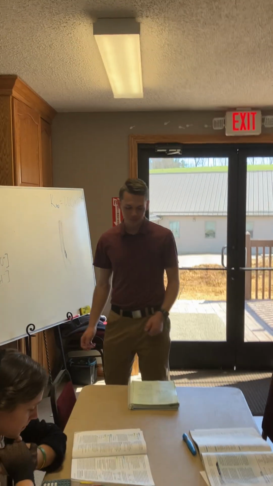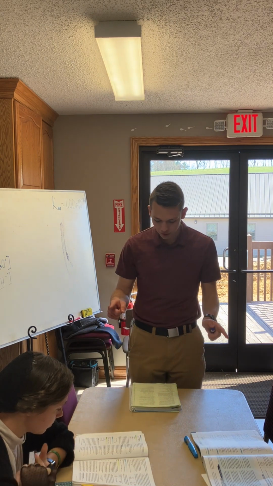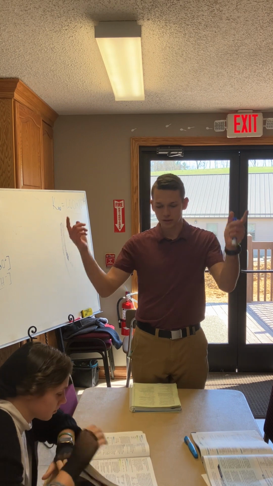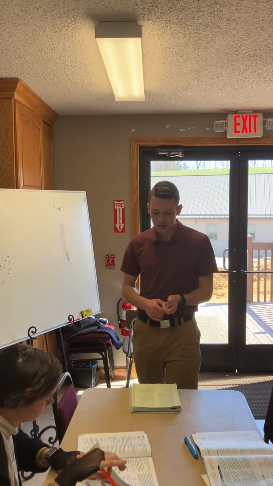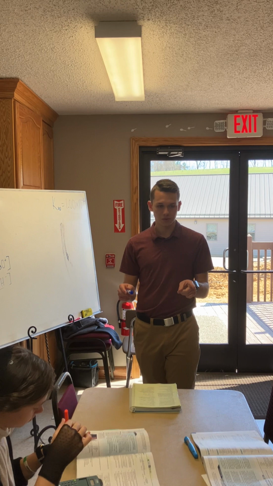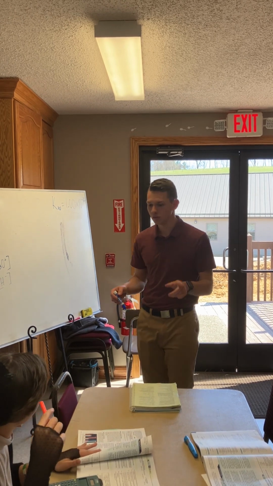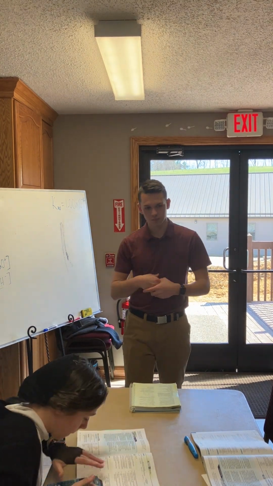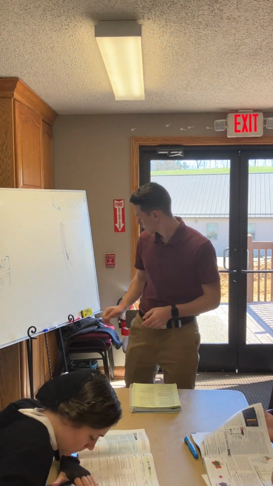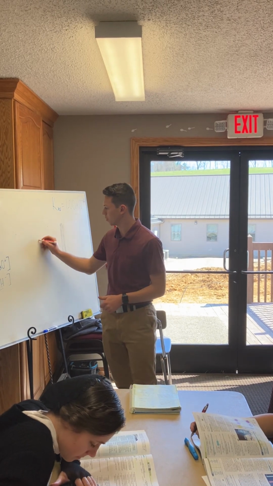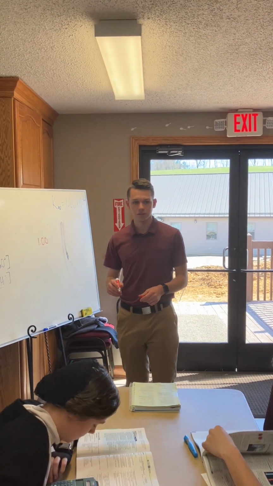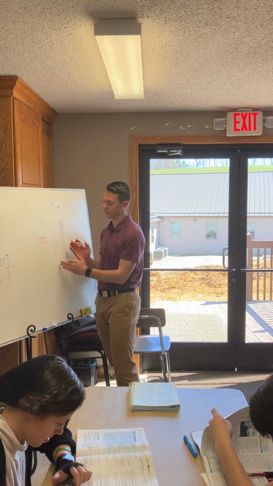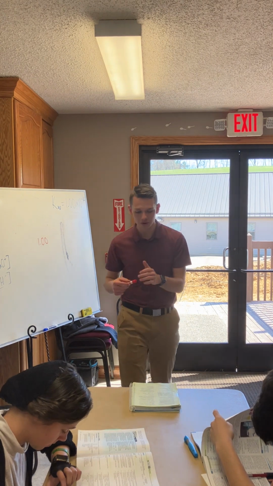Okay, so negative log of 0.10 would be equal to 1, but we need 2 significant figures. So it'd be 1.00. The answer to A would be 1.00. So Megan, if you're watching, only the significant figures to the right of the decimal point are the ones that matter with logarithms.